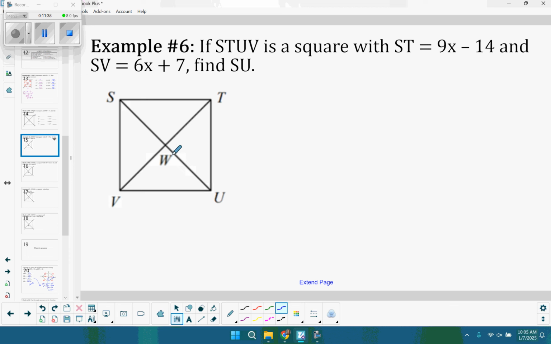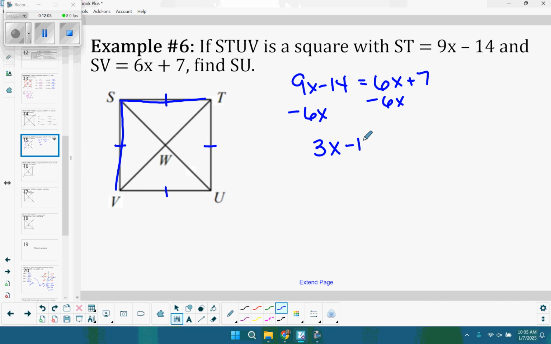So for example 6, we're given the length of ST and SV, and they tell us that it's a square. So in a square, we know all sides are congruent, so I could start by setting the two sides they gave me equal to each other. So we'll get rid of our 6x. We'll get rid of our minus 14. And we'll divide by 3, so we get x is 7.